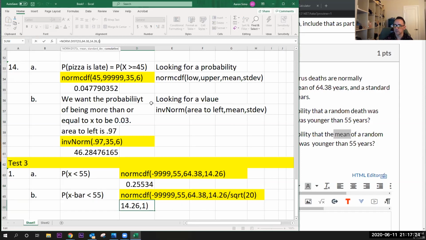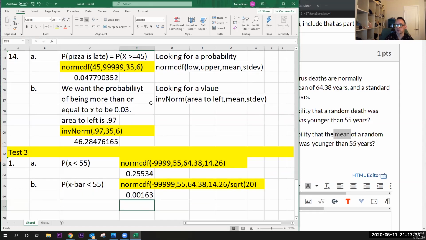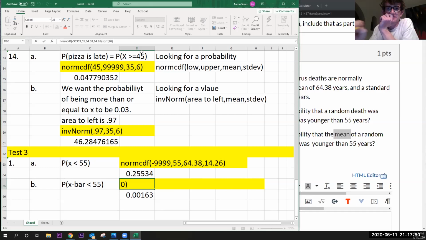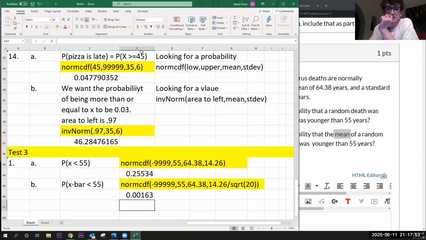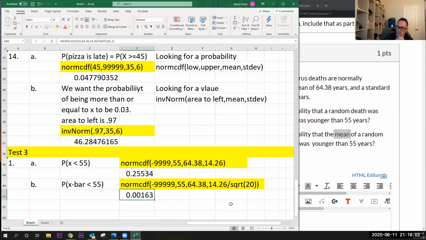So when I go in here, all I gotta do is say divided by, see if this works, square root of 20. Works. Is that the entire norm CDF divided by square root 20, or is it just the last part? Just this last part, just the 14.26. That's it, because that's the standard error.